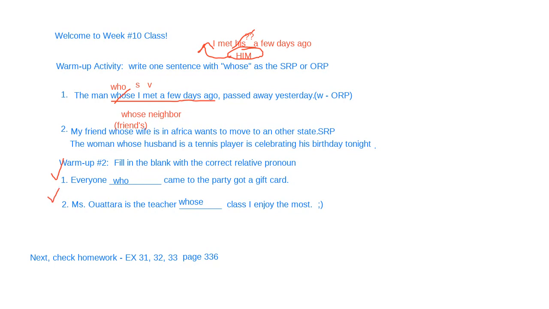Yeah, that one is correct as well. How do you correct? We've got whose plus a noun. We always need whose. Okay, we got that. And we can replace whose with a possessive word like her. I enjoy her class the most. So we've got an ORP right here, and that one is correct.